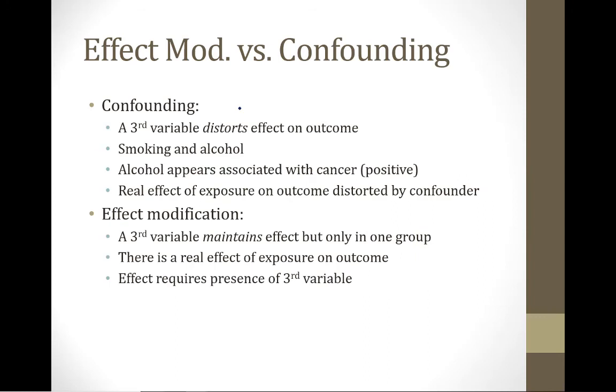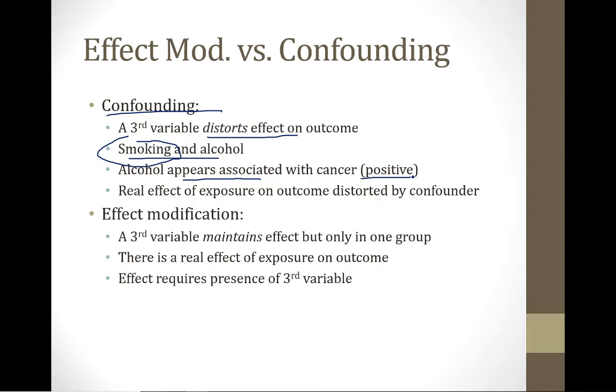Many board questions will require you to understand the difference between effect modification and confounding, so let's go over that now. Confounding is when a third variable distorts the effect of an exposure on an outcome. Remember when we talked about smoking and alcohol? Alcohol appeared to be associated with cancer, but it wasn't. That was a distortion caused by the confounder of smoking. This is called a positive confounder. It's a confounder that creates an association that isn't really there.